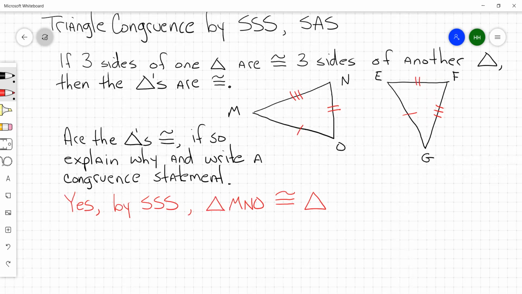Okay, pay attention here. Look what we did. When we called the one on the left MNO, we started at M, right? And we went to N. So we went through the side with 3 tick marks. And then we went through the side with 2 tick marks. So we went through 3 and then through 2. So look what we got to do on the right. Don't we got to go through 3 and then through 2? Okay, so you got to go here to here. So what do we call the triangle on the right, Jason? GFE, good.